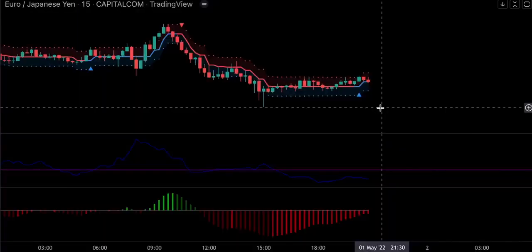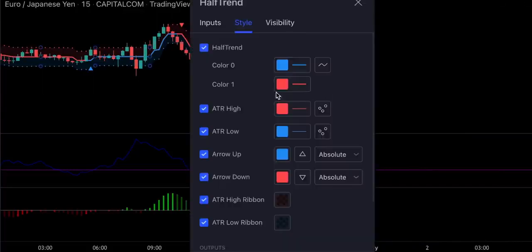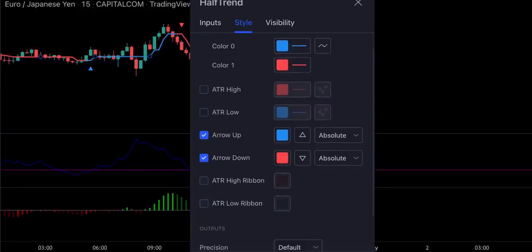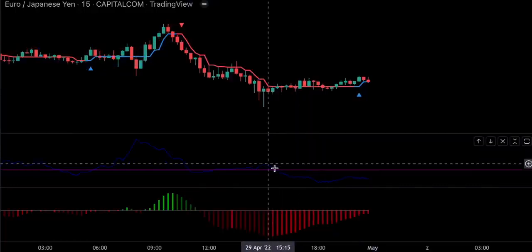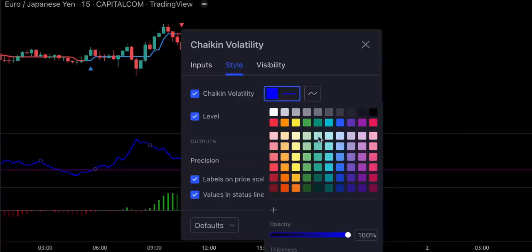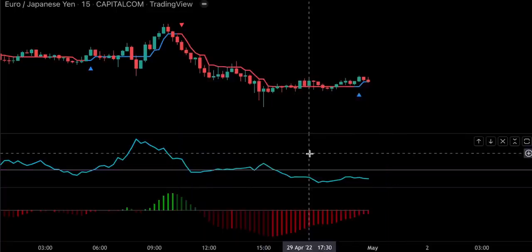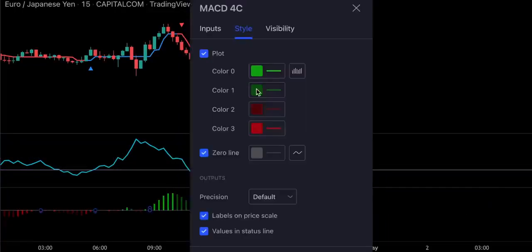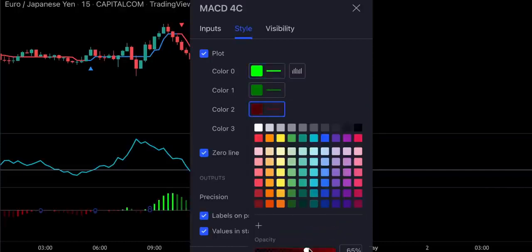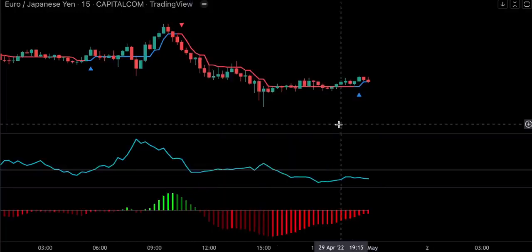Okay, now we need to make some slight adjustments to these indicators. So let's first double click on this HalfTrend and change the style. Now let's make this Chaikin Volatility line more visible. And lastly, let's make this MACD a bit more visible as well. Okay, now our system is ready.